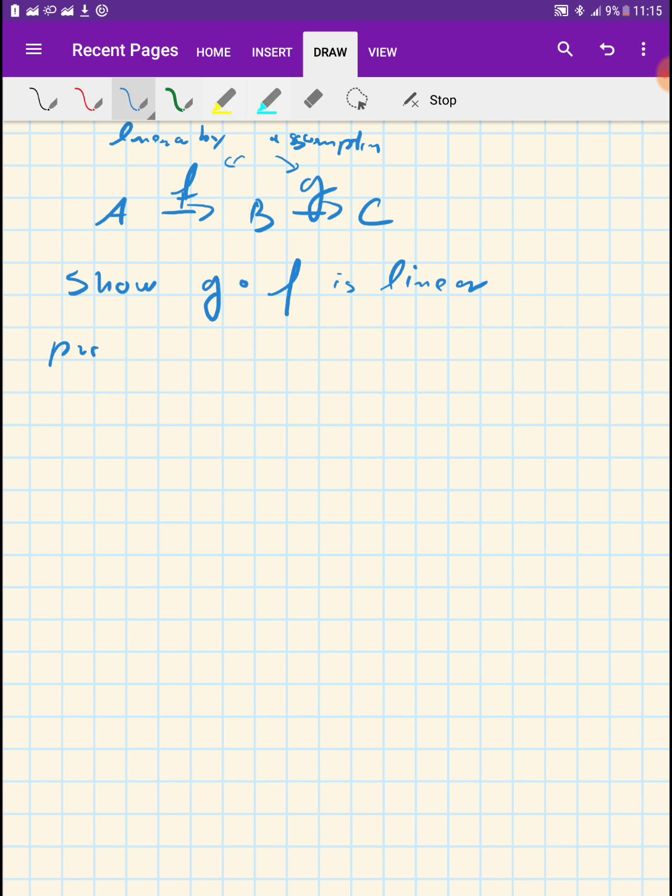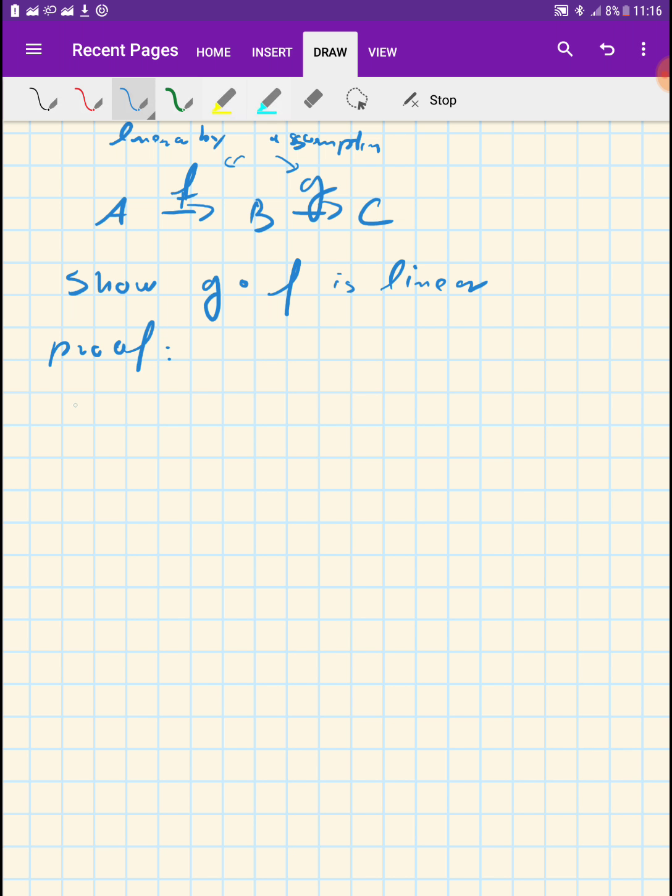Okay, so proof. What do we have to show? Remember, for linearity of a map, we have to check two things. First, that if you apply a map to a sum of two vectors, then this is the same as if you first apply the map and then sum the images. And also that if you multiply a vector times a scalar and apply your map, this is the same as first applying your map and then multiplying the image by this scalar.